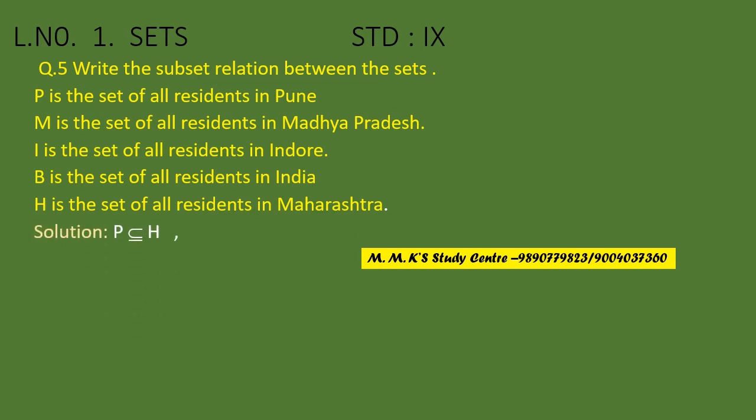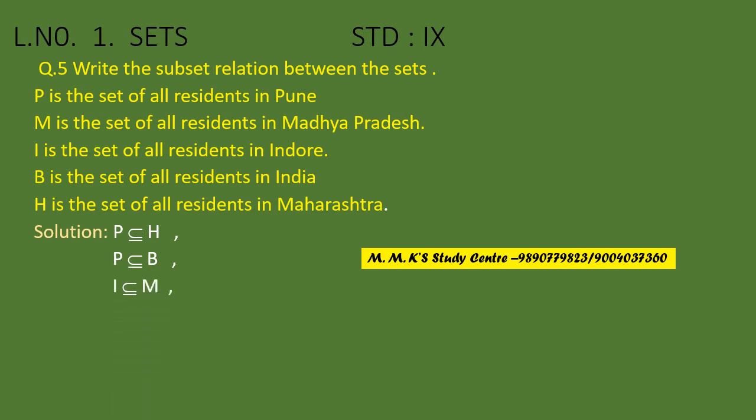So first answer we are getting here, P is a subset of H. P stands for Pune and H stands for Maharashtra. So Pune is present inside the Maharashtra state. So P is a subset of H. Second, P is a subset of B. Means Pune is also present in India. So P is a subset of B.